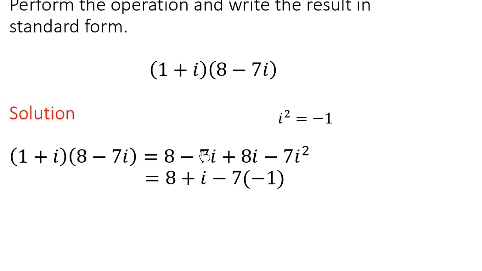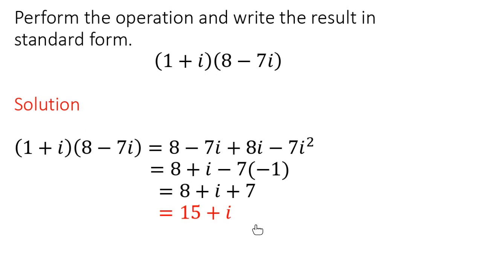Now I do apologize, I went ahead and combined these two like terms. I have a negative 7i and a plus 8i. When I add these, I have a positive i. Again, I still have the constant 8, a lonely term. Let's do our multiplication. So negative 7 times a negative 1 is a positive 7. Now I have two like terms which are constants, the 8 and the 7. So 8 plus 7 is 15, and then my i. And again, this is standard form. My real part is first, and then my imaginary second. Okay? Questions?